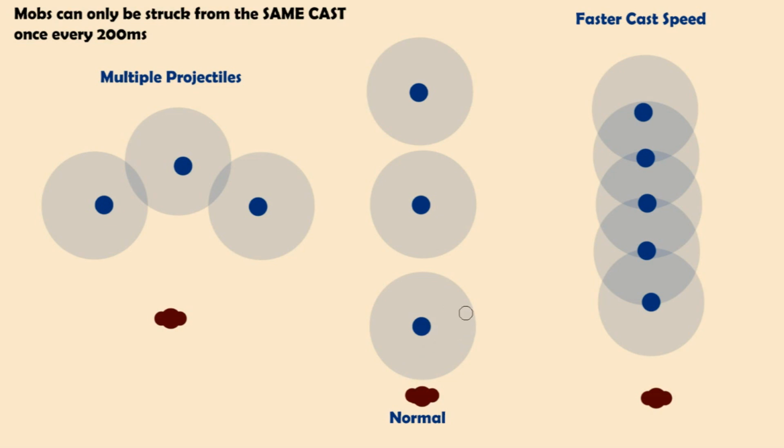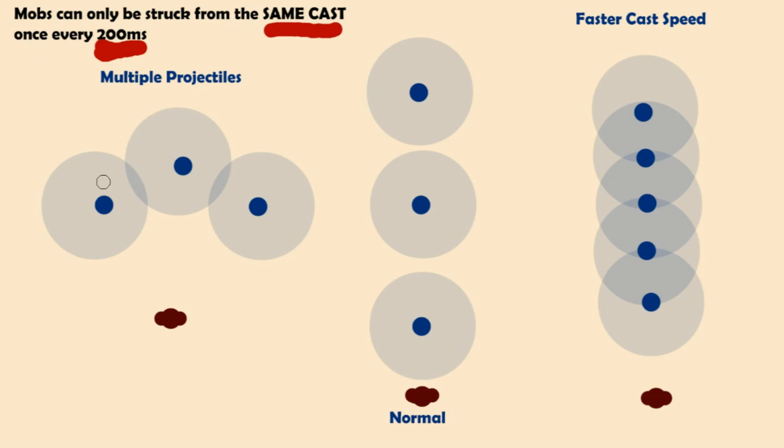Now, this is just an arbitrary number, but let's say it takes 1 second for the AoE of the ball to travel from this point to this point, so to travel this way and then leave the mob. If it takes 1 second for that to happen, the mob will get hit 5 times. So that's pretty simple. Now, what's really important is this fact that it can only hit enemies from the same cast once every 200 milliseconds.